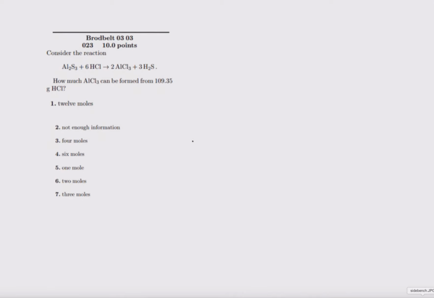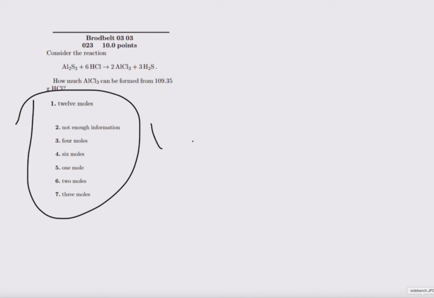How much AlCl3 can be formed from 109.35 grams of hydrochloric acid? And again, we're given moles, or one of the choices, which is that we don't have enough information to find that, but we do. We have enough information. We have the equation, we have a starting amount. That's all we need.